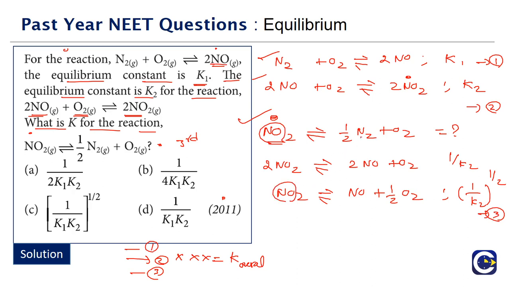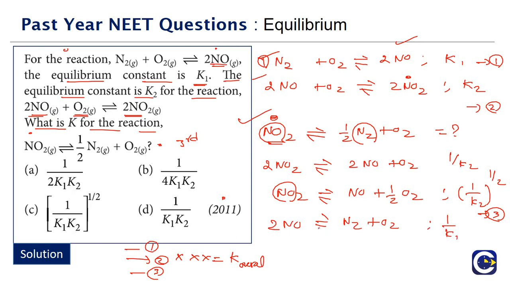Now look at it. N2 is there, so we require half N2. In the first equation we have N2, but there is 1 mole of N2, and that too on the left side. So we have to reverse it. If you reverse the first one, we get 2NO gives rise to N2 plus O2. The equilibrium constant becomes the reciprocal, since we reversed it.